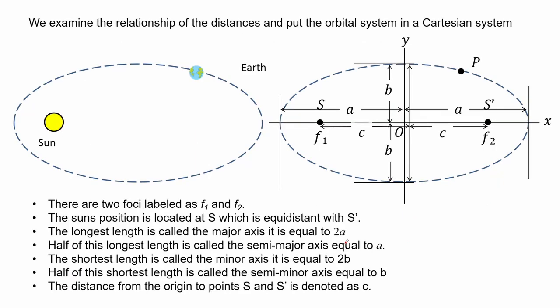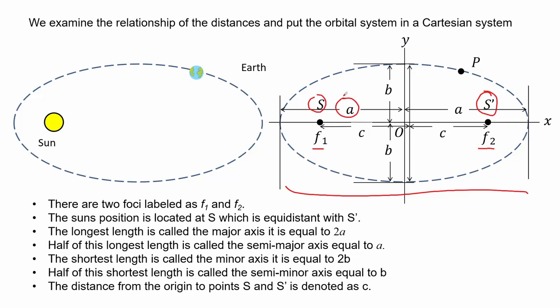We examine the relationship of the distances and put the orbital system in a Cartesian system. There are two foci labeled as F1 and F2. The Sun's position is located at S, which is equidistant with S prime. The longest length is called the major axis. It is equal to 2a. Half of this longest length is called the semi-major axis, equal to a.